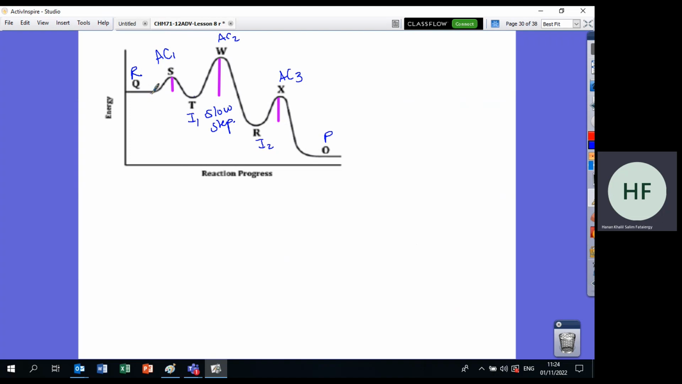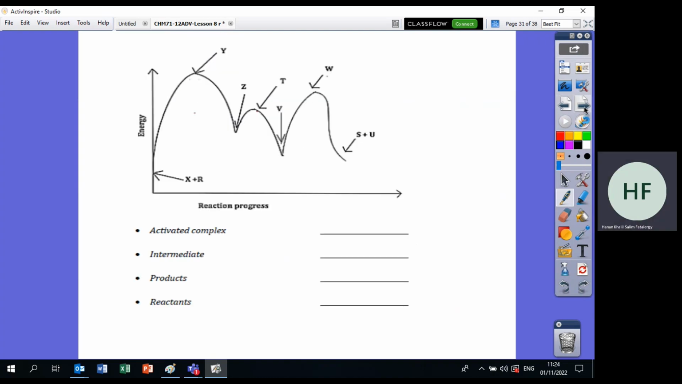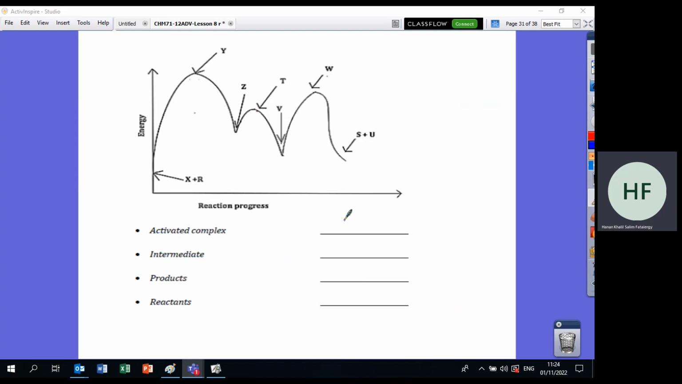Okay, so is the overall reaction exothermic or endothermic? It is exothermic. Okay, what are the activated complexes? Now pause the video and try to answer.